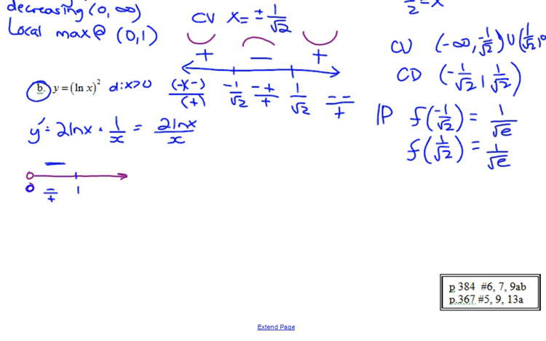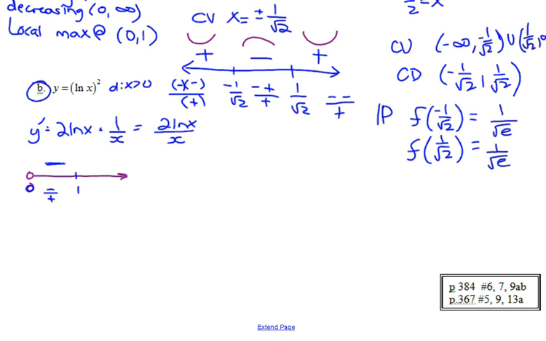Think of it this way. If you know a natural log function looks like this, the x-intercept is usually 1, right? So between 0 and 1, it's a negative y value. Greater than 1, it's a positive y value. You saw that before? Yeah, okay.